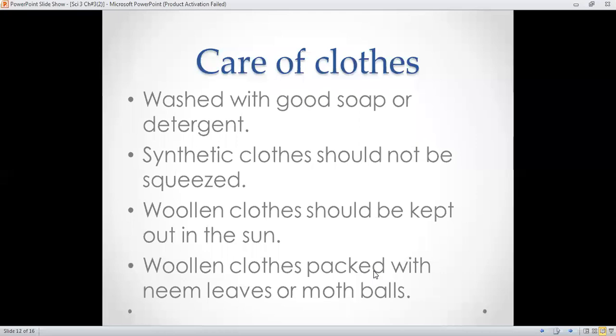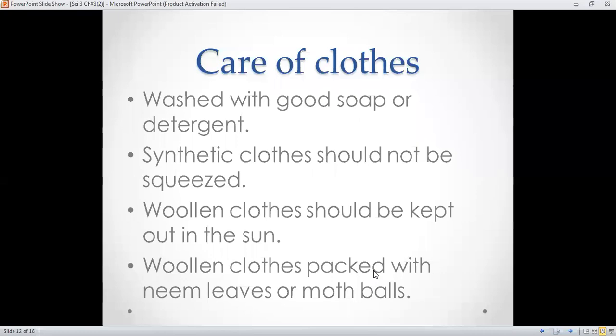As we know, our sweaters, our shawls, the things which protect us from the cold, are known as woolen clothes. So we should keep these clothes in the sun, because if we do not, a specific smell comes from these clothes. That's why we should keep these clothes in the sun.